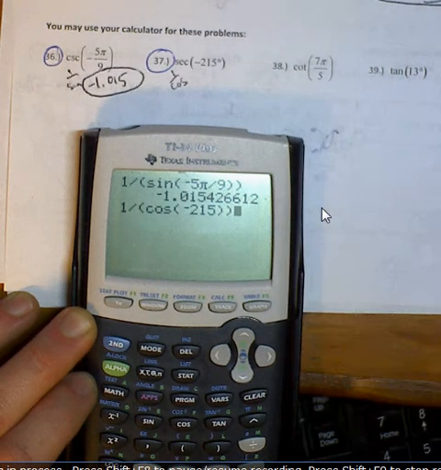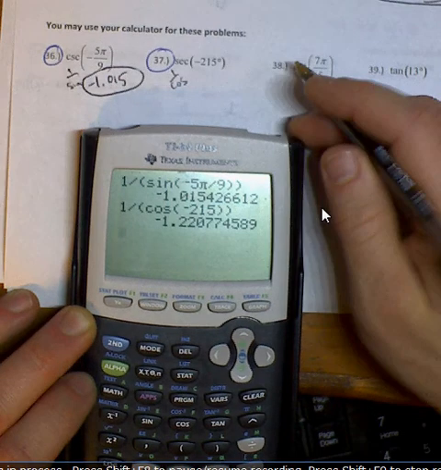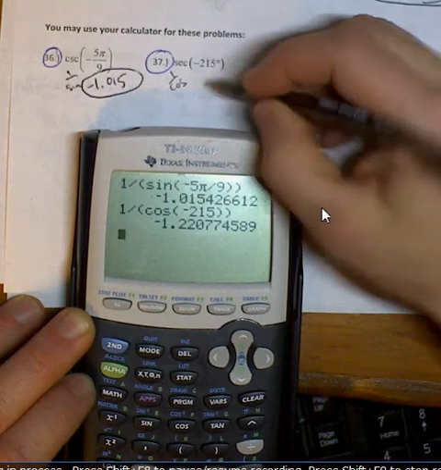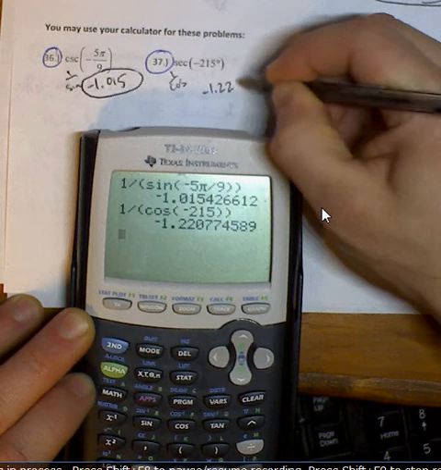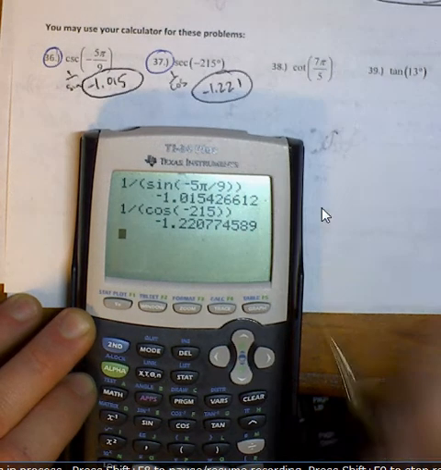So if you just type this in, you can see that the secant of negative 215 is approximately negative 1.221 if you round that last decimal place.